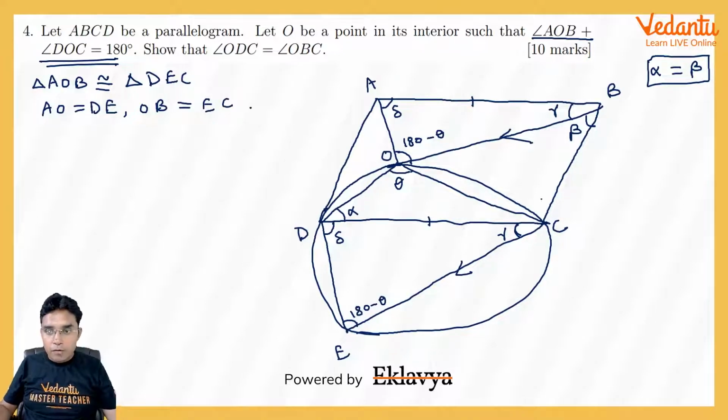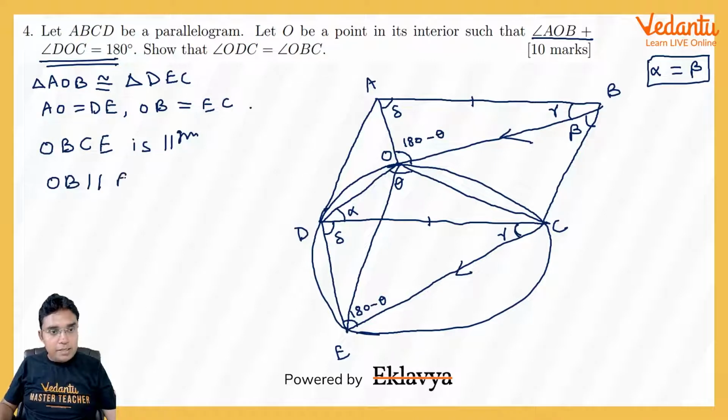Okay. Now we have to prove this alpha is equal to beta, and to do this, let us join O with E. Now you can check that OBCE is going to be a parallelogram. Why am I saying parallelogram? Please see, this OB is parallel to EC by construction, and OB is equal to EC because of two congruent triangles. So this becomes a parallelogram.